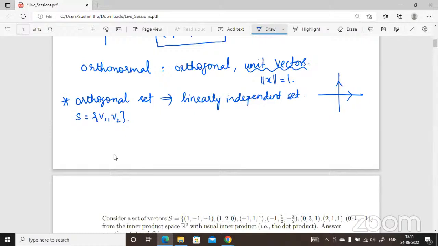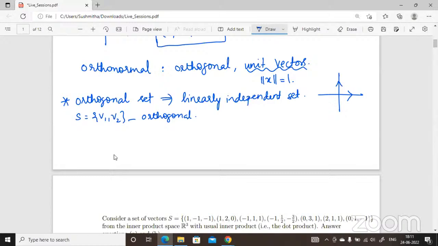Let me prove this. I'll give you an example. If I have a set with 2 vectors, or if I have more than 2 vectors also, I can do the same proof, just that you have to take every pair of 2 vectors. That's it. So if I have a set with 2 vectors, it is orthogonal. I'm assuming it is orthogonal. I want to prove it is linearly independent. To prove this set is linearly independent, what should I do?